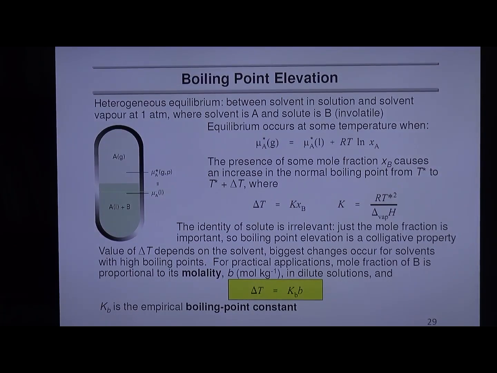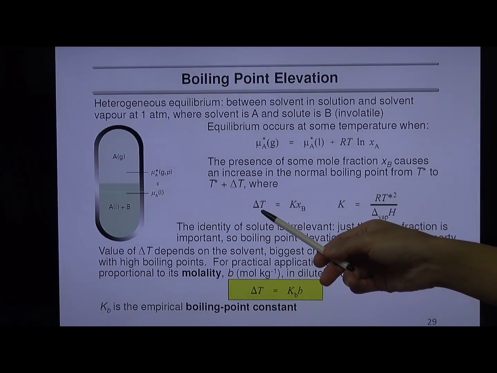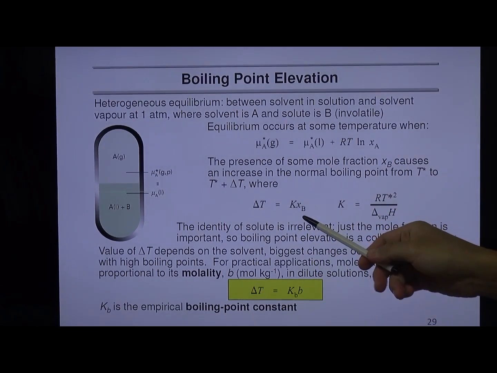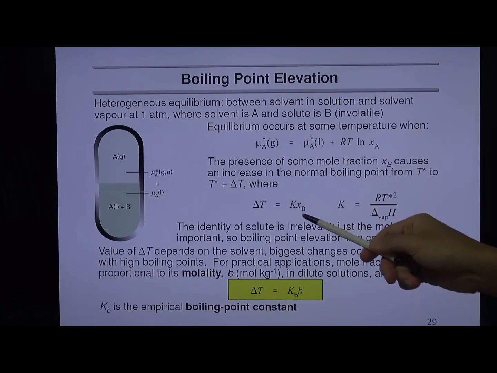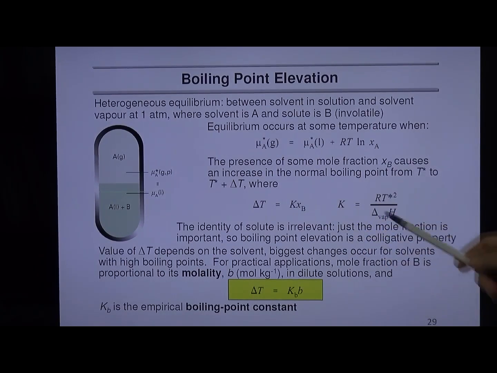So what you got is that delta T, the boiling point elevation, only depends on x_B, the mole fraction of solute, how much material is added. This constant K comprises the gas constant, the boiling point, and the enthalpy change upon vaporization. It's basically constant for a specific material.